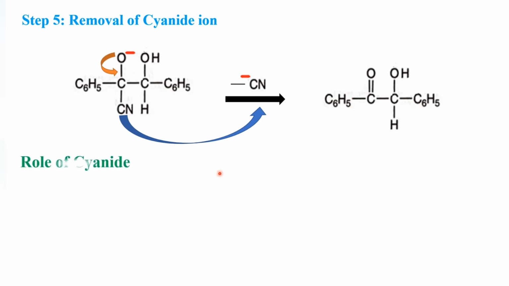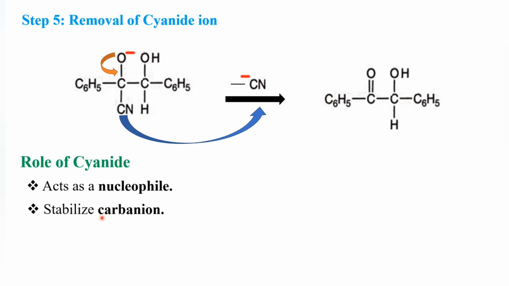Now we'll see the role of cyanide here. First, it acts as a nucleophile, and because it is an electron withdrawing group, it permits the loss of the aldehyde proton. Second, it stabilizes the carbanion and acts as a good leaving group.